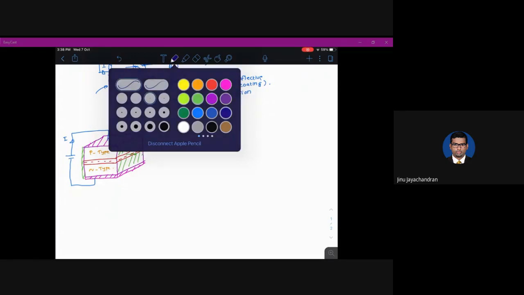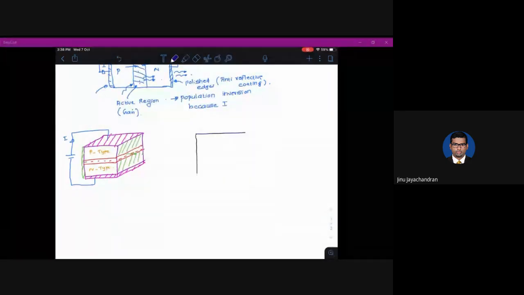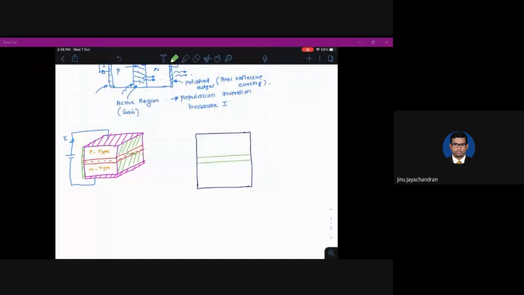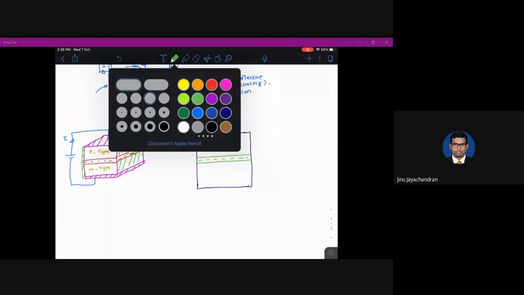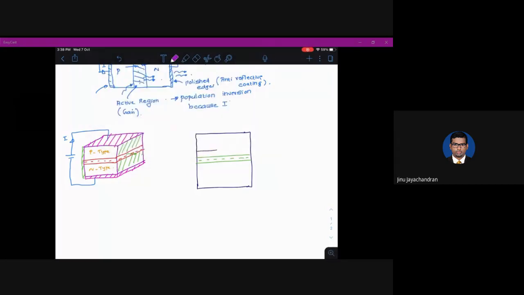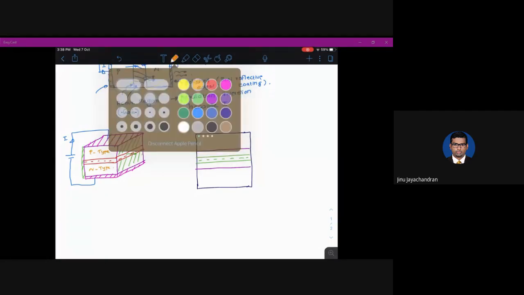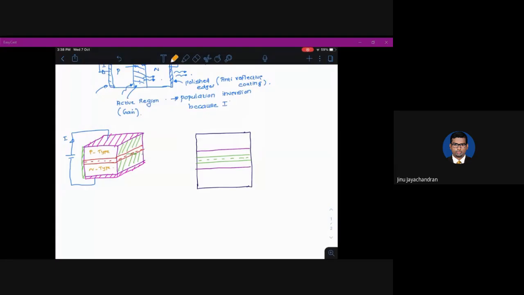So apart from this p-type and n-type, let me draw that again. So the middle one is the active region. Okay, and there are some extra layers. So there is a layer coming here, and there is a layer here.